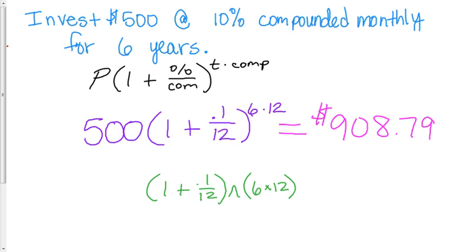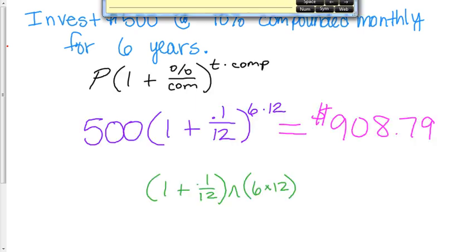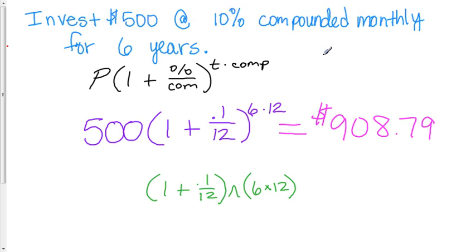Now, the other type of question that you're going to get, let's go back to this one for a moment. Here, the number of compounds, if it's monthly, if it said it was quarterly, then this number here would be a 4, and that would be a 4. Other ones could be daily, which would then be 365. Could be semi-annually, which would be 2.